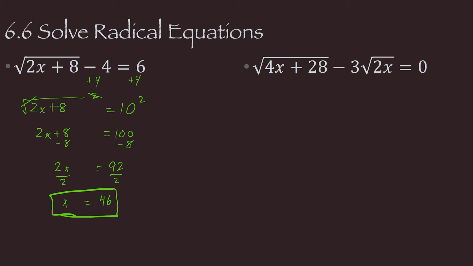Ooh, this one has 2 different radicals. Well, let's just isolate one of them. So let's add 3 square root of 2x to both sides. It's 3 square root. It's not a cube root. All right, so I've now isolated this radical, so let's square. So it cancels there, and make sure you square everything.